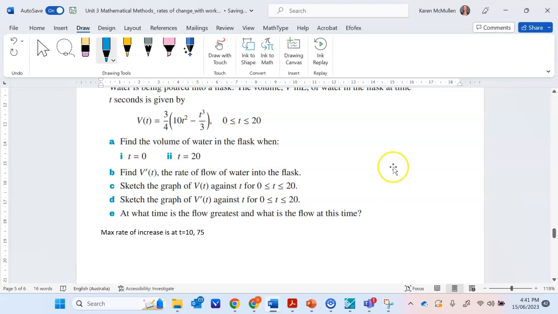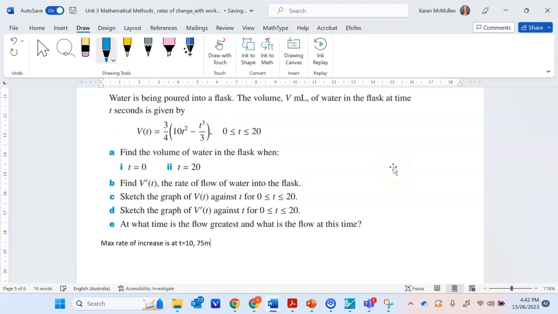What is our mils per second? All right, so that's our maximum rate of increase, our maximum flow. And what is the flow? So that's what I've done. T equals 10, so 10 seconds, at 75 milliliters per second.